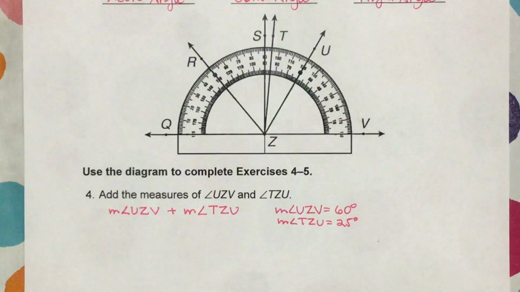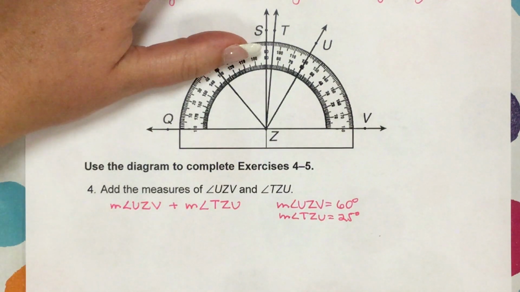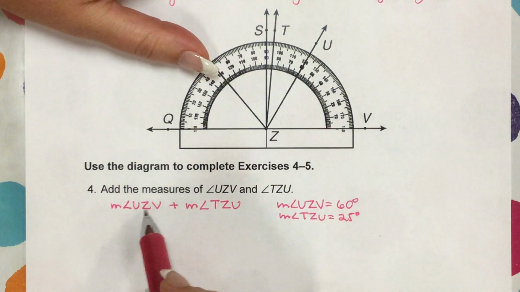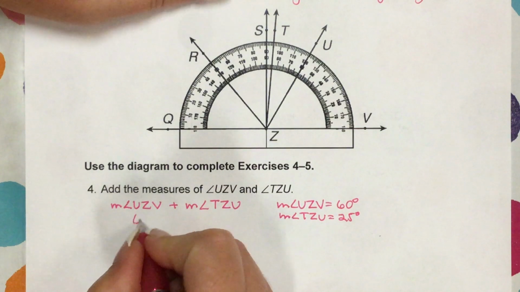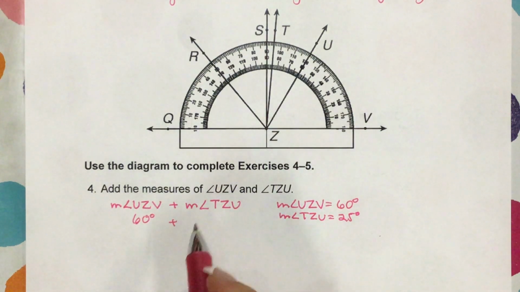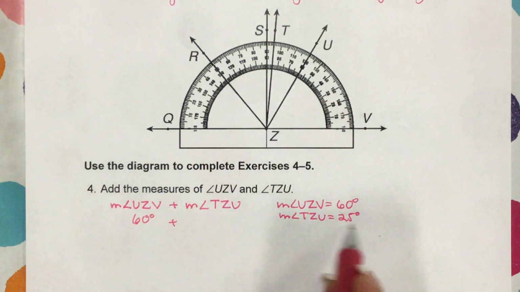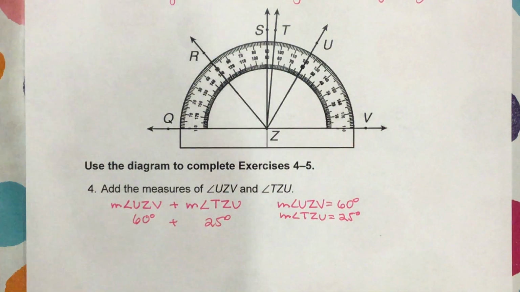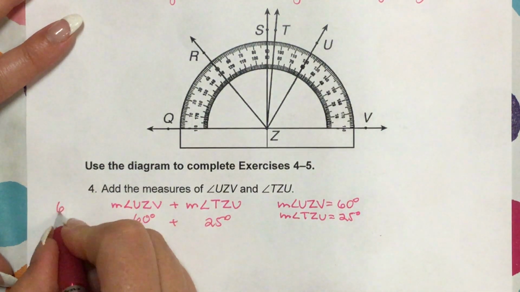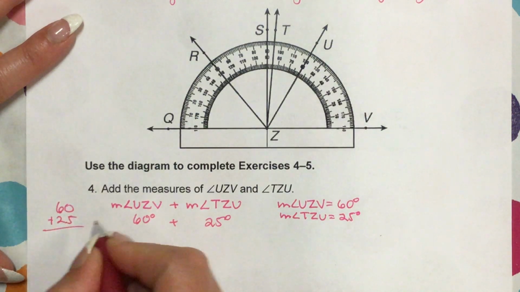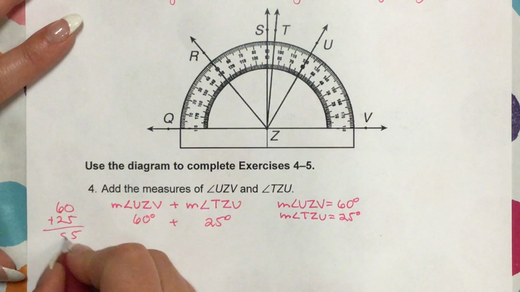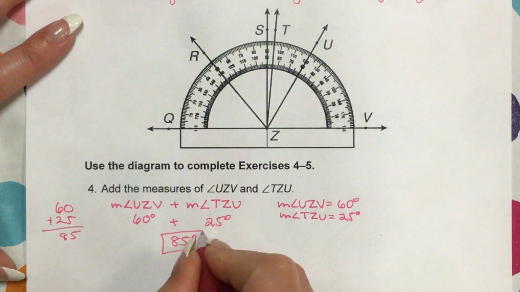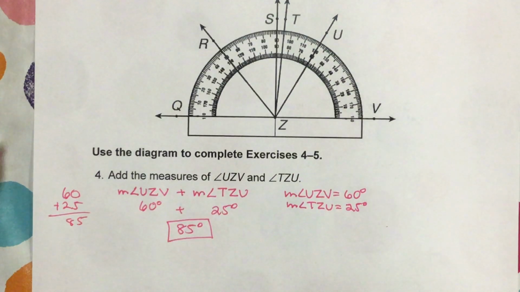It's just asking us to add these measures. So I'm going to input the value. The measure of UZV is 60 degrees, so it's going to be 60 degrees plus the measure of angle TZU, which is 25 degrees. If we add those two numbers together, we have 60 plus 25. 0 plus 5 is 5. 6 plus 2 is 8. We have 85 degrees. Okay, if you got that one right, great job.